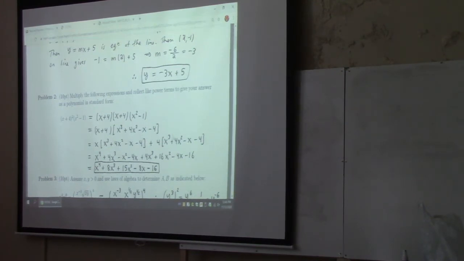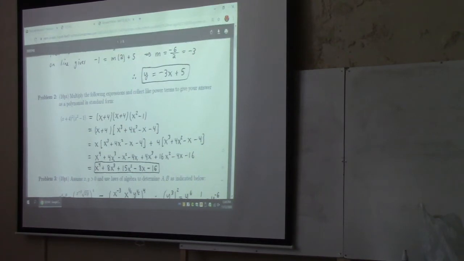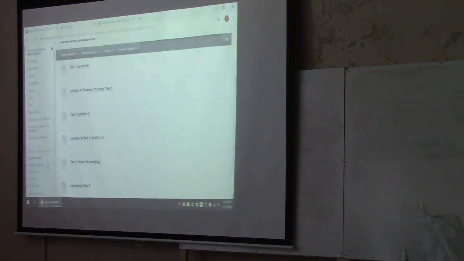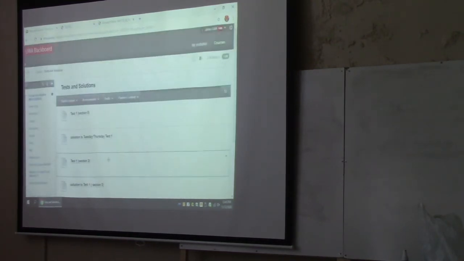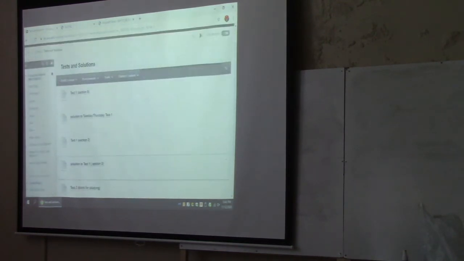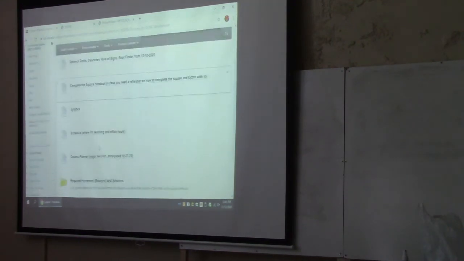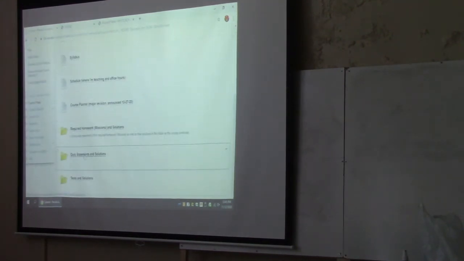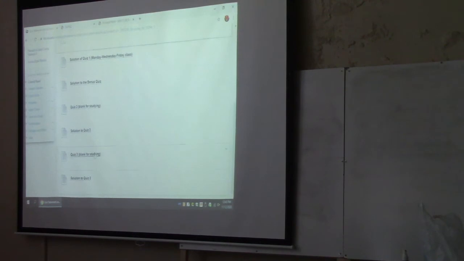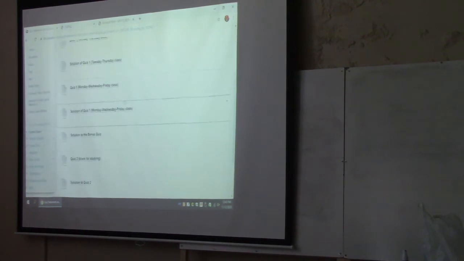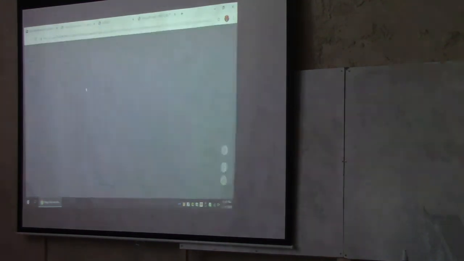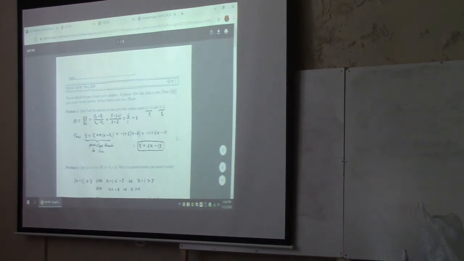So these are all, this is test one, and these are all posted in course content, right under tests and solutions, they're all in there, right? And also, what else is in there that's worth studying, of course, is the quiz statements and solutions, right? So here's, what did quiz one look like? Almost the same thing, right? Find the equation of a line.